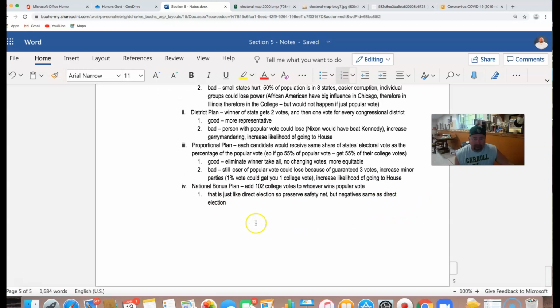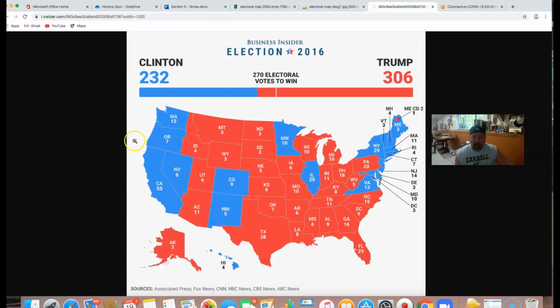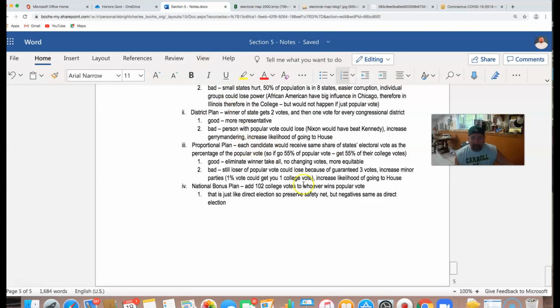Okay. This one's dumb. The national bonus plan: add 102 electoral college votes to whoever wins the popular vote. So if you go back here, okay, Hillary won the popular vote. You give her 102 votes, and she wins. Okay, I don't know who came up with that idea, but I found it.